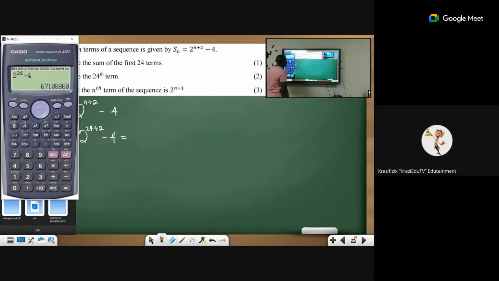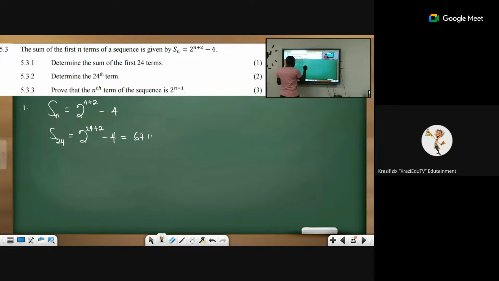6710860. Are we okay with that, everybody? That we do the relationship when we're doing the relationship. Determine the 24th term. Remember, we said Tn is what? Sn minus Sn minus 1. If you guys remember that. All right. So T24 will be S24 minus S23.